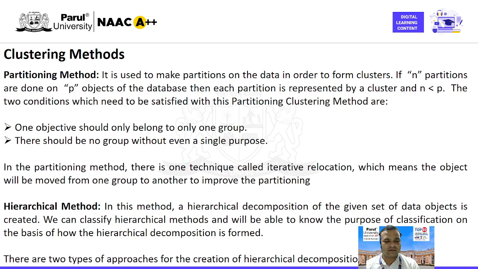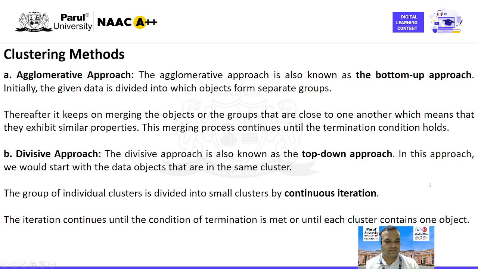Hierarchical clustering method. In this method, a hierarchical decomposition of a given set of data objects is created. Decomposition of the given data sets is done here. We can classify hierarchical methods on the basis of how the hierarchical decomposition is formed. We will discuss the hierarchical method in detail in the next slide. There are two types of approaches to the creation of the hierarchical decomposition: the agglomerative approach and the divisive approach.